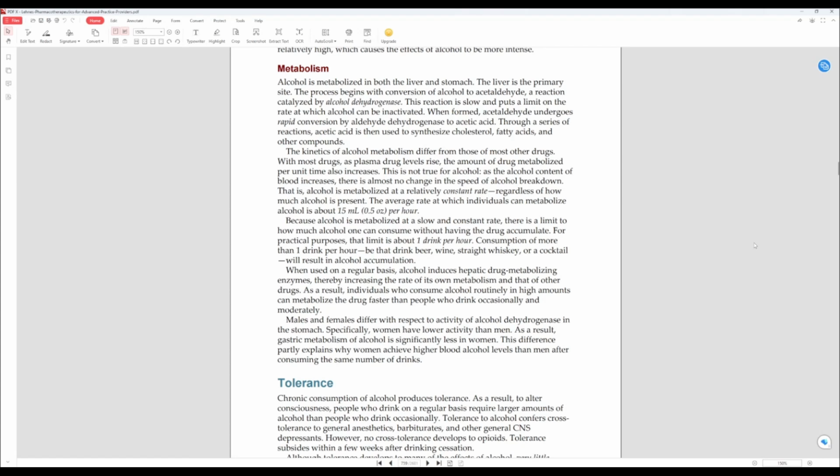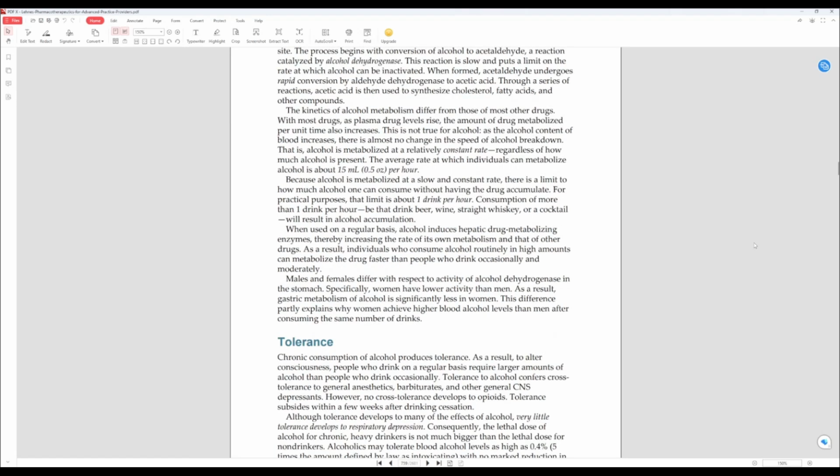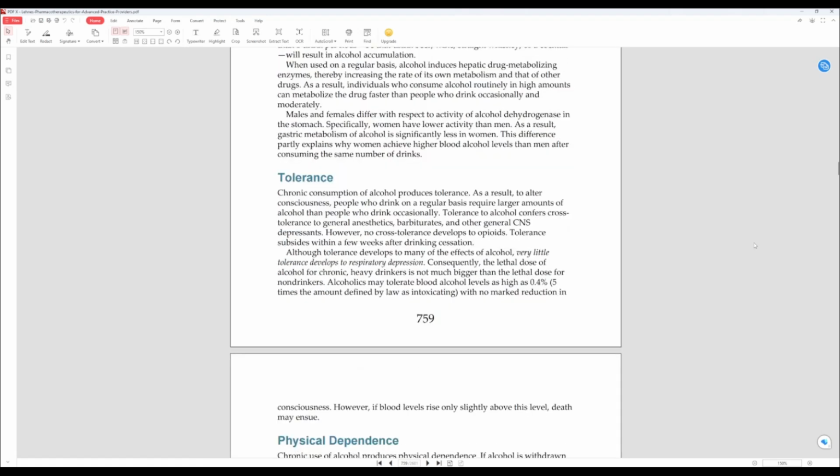As a result, individuals who consume alcohol routinely in high amounts can metabolize the drug faster than people who drink occasionally and moderately. Males and females differ with respect to activity of alcohol dehydrogenase in the stomach. Specifically, women have a lower activity level, so as a result, gastric metabolism of alcohol is significantly less in women. This difference partly explains why women achieve higher blood alcohol levels than men after consuming the same number of drinks.